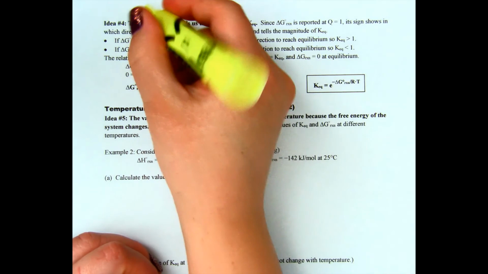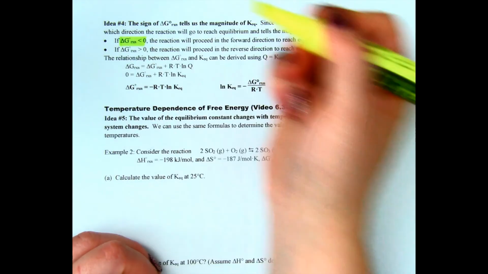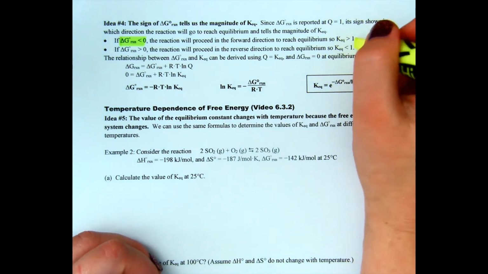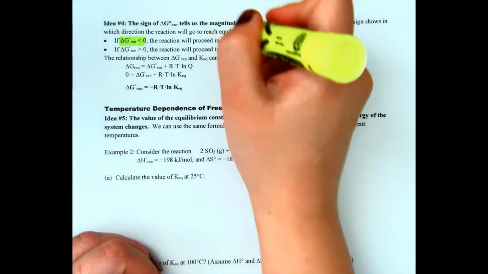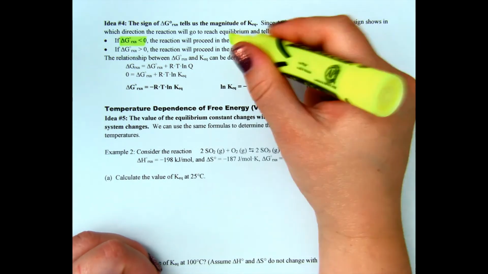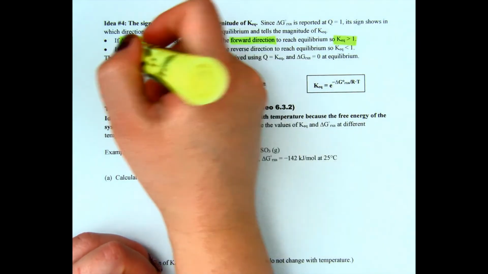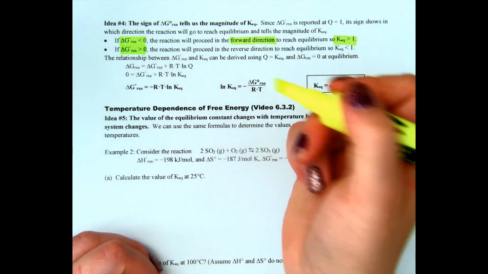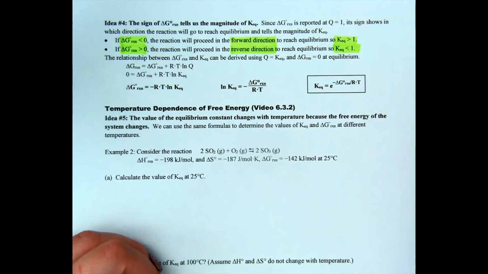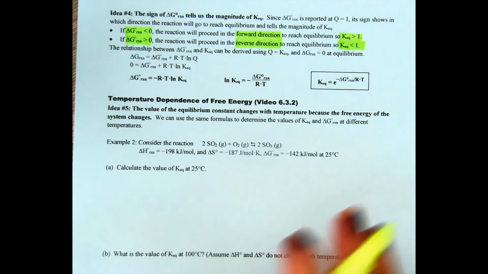So if delta G reaction is less than 0, the reaction will proceed in the forward direction to reach equilibrium. So KEQ is going to be greater than 1. And again, that's going to go in the forward direction. There's nothing new about that. We know when KEQ is greater than 1, we're going to go forward. If delta G reaction is greater than 0, so positive, we're going to go in the reverse direction to reach equilibrium, so KEQ will be less than 1.